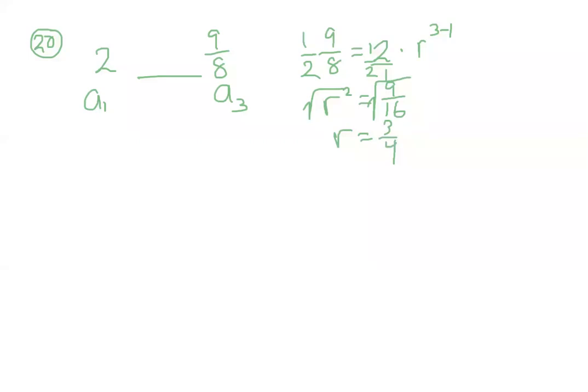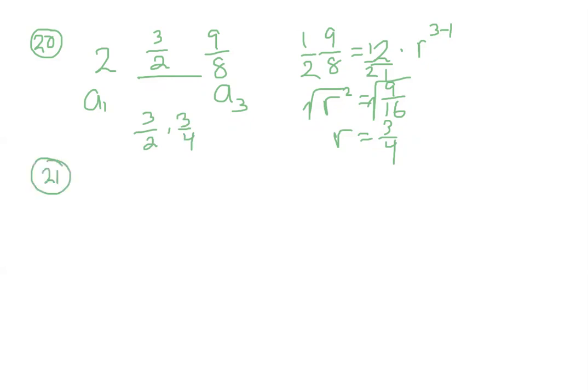So then we're just going to say 2 times 3/4 is 6/4, which is 3/2. And 3/2 times 3/4, look at that, is 9/8. So we did it right.